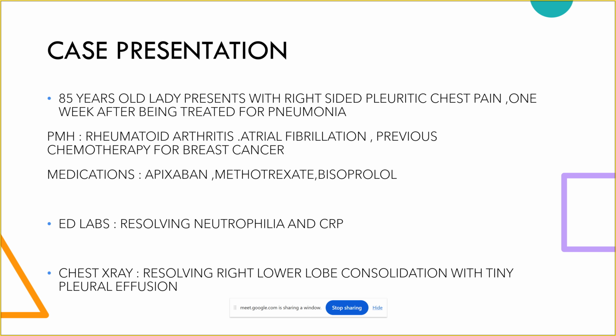On doing her investigations, we found that her neutrophilia and CRP were resolving. However, on the X-ray she had a tiny pleural effusion in addition to the right lower lobe consolidation which had been resolving. So, in this patient, what causes of pleural effusion would you like to rule out in the history?